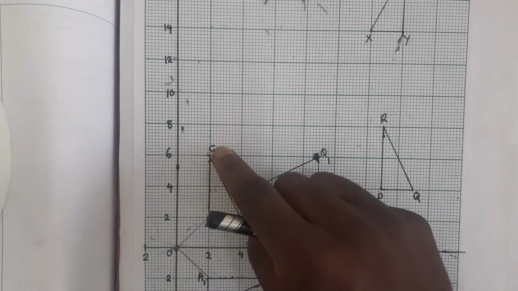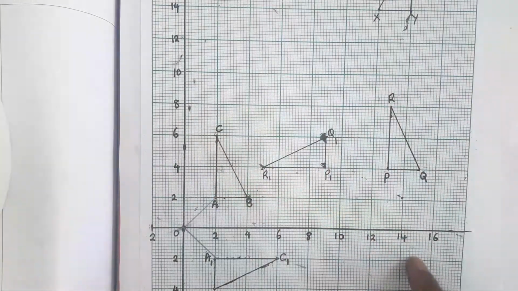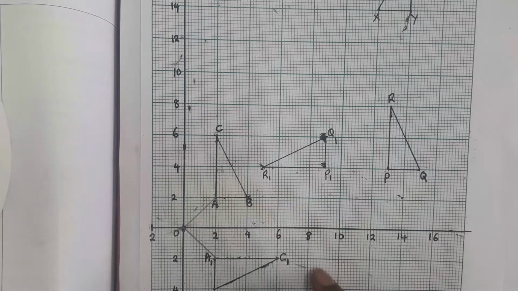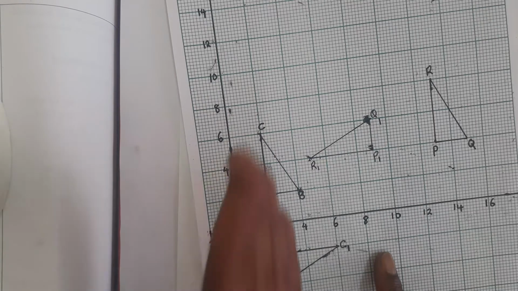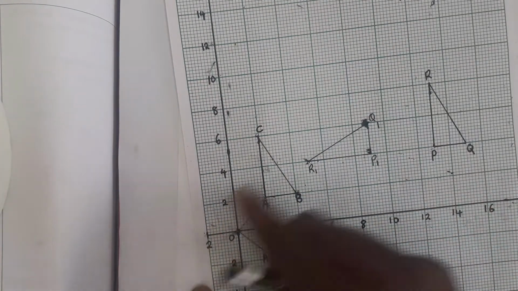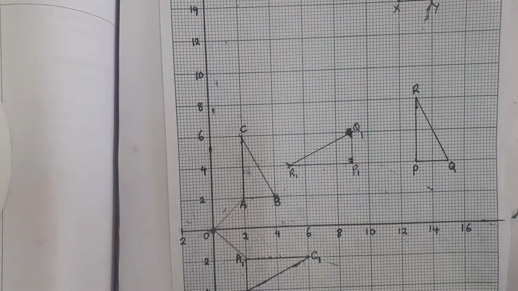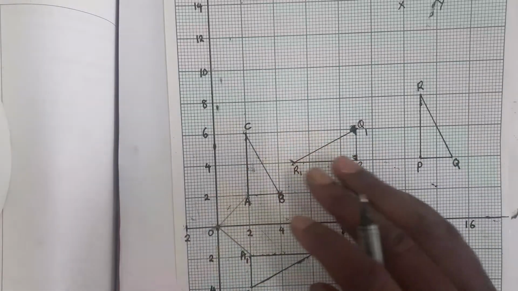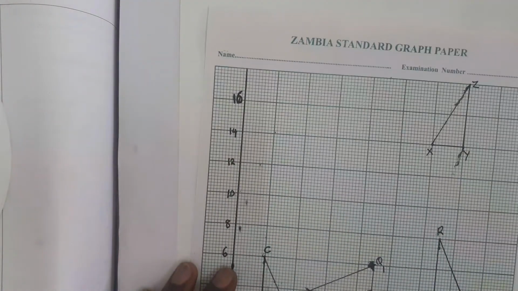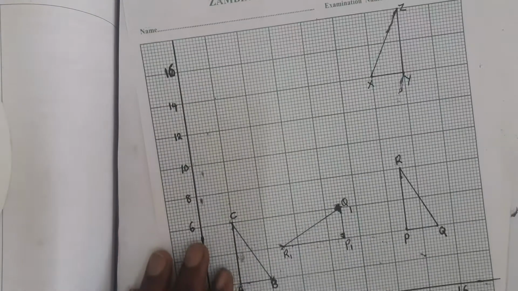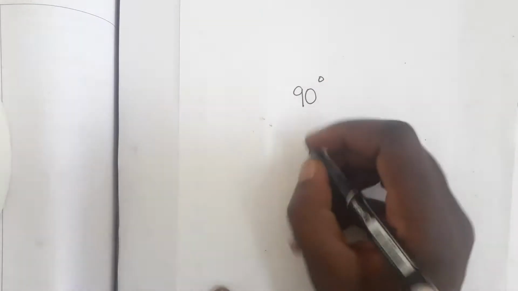When you look at C, where is C? C is here. Was the object moved in this way, or was it moved the other way around, like it went this way? Okay, so you can tell from its orientation here that it went this way. So it moved in a clockwise direction. So the direction here is clockwise. Take note, we are saying direction is clockwise.